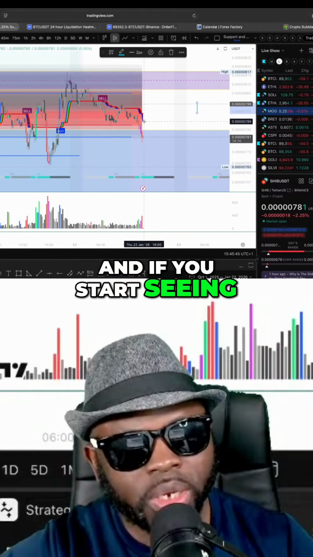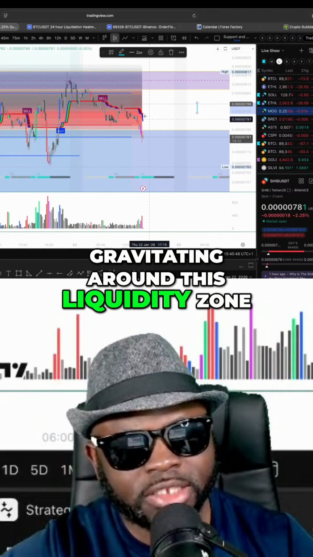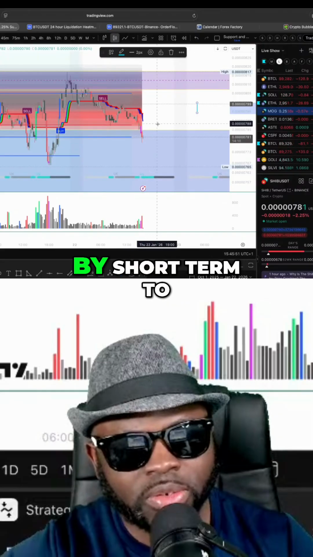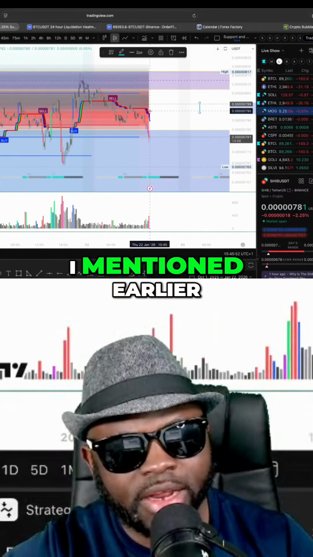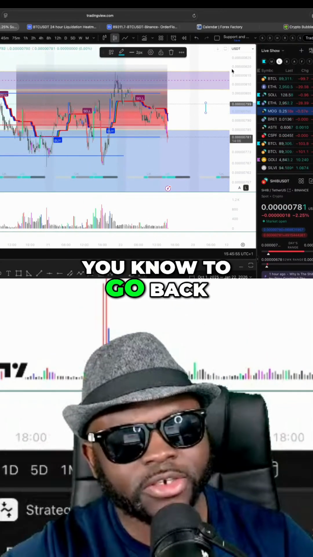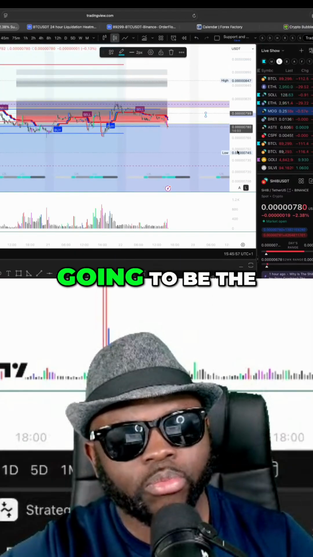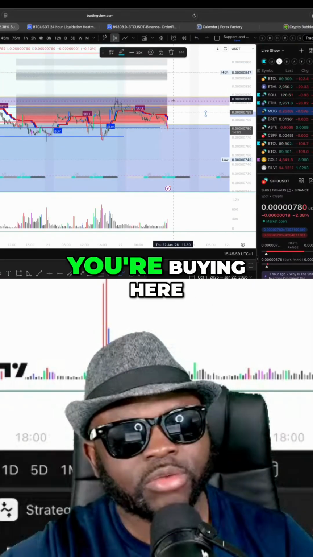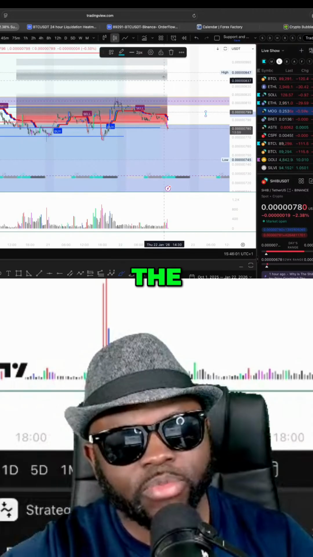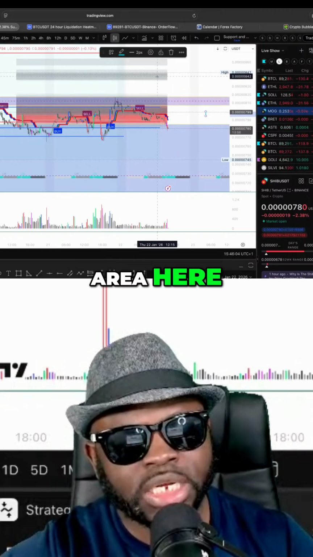And if you start seeing price gravitating around this liquidity zone, then you can buy short term to target the high that I mentioned earlier. We go back, then you're going to see that this is going to be the zone you target. So if you're buying here, then the take profit zone is going to be around this area here.